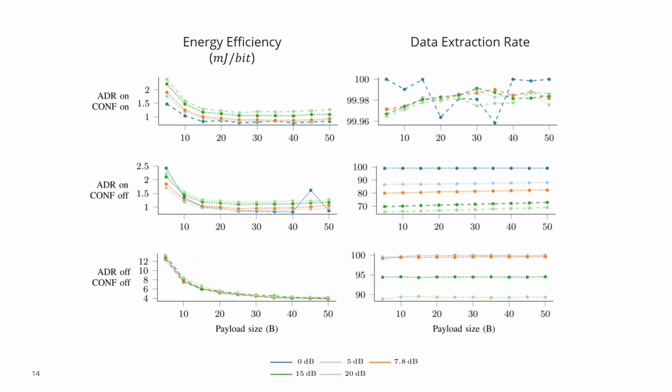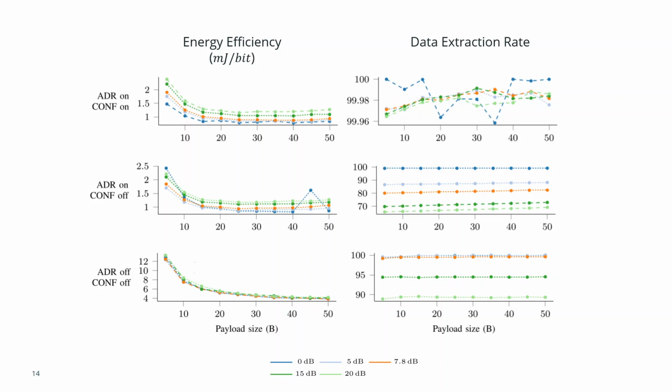While for energy efficiency the difference between the first and the second configuration is unnoticeable, for the data extraction rate it is more visible. Here you can see the effect of enabling confirmed messages, as the data extraction rate is almost 100% for every channel condition. But what is most interesting here is that for higher channel dynamics, the data extraction rate drops when not enabling confirmed messages. This is due to the ADR mechanism being too late to respond to changing link qualities.